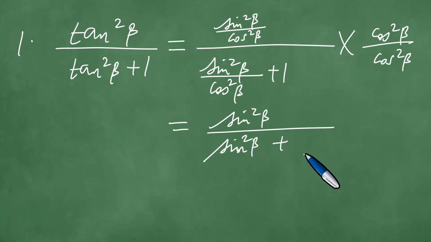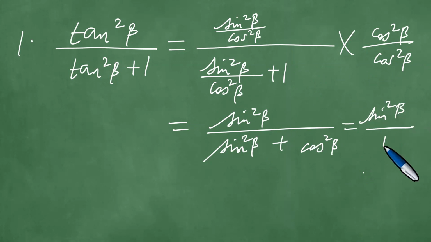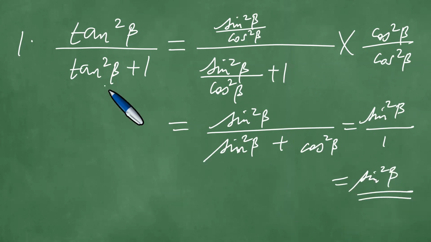Plus, then we have cosine squared times one, which is cosine squared. Everyone knows what sine squared plus cosine squared is. Even Tando knows. What is sine squared plus cosine squared, Tando? It's one. And therefore, this is sine squared beta, and this is the answer. So tan squared beta over tan squared beta plus one is sine squared beta.